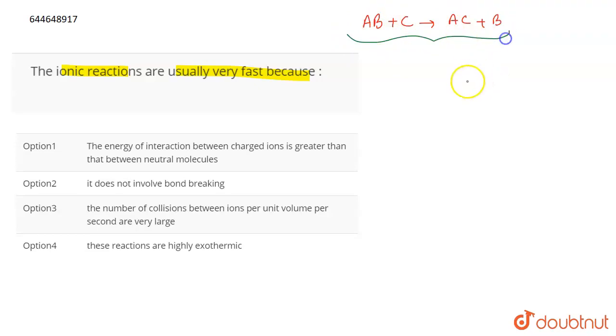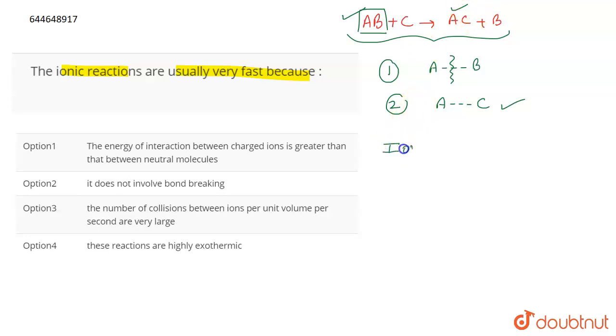So when this reaction takes place, it takes place in two different steps. The first step will be the bond breaking of this AB. This AB molecule will be broken down, so the bond between A and B will be broken down. That will be the first step, which is the bond breaking. The second step in this reaction will be the bond formation. The bond between A and C will be formed in this case. So the first step is to break the bond between A and B, and the second step is to form the bond between A and C. So these are the two steps that are involved in any general reaction.